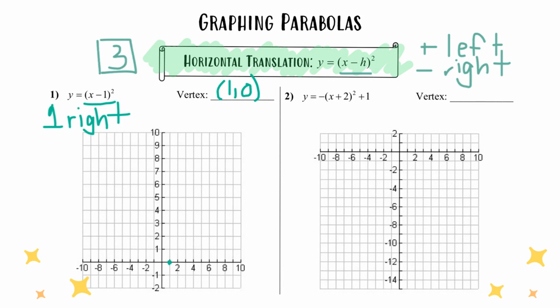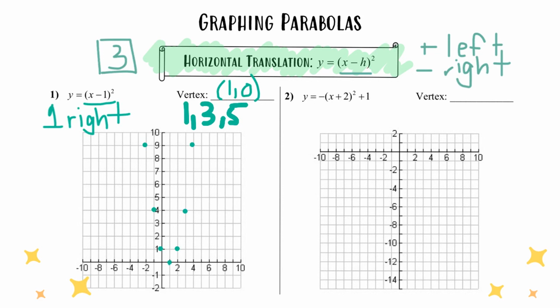So always begin from the vertex. And now there is no vertical translation. There's no reflection because there's no negative sign in front of the bracket. And so our step pattern is going to be 1, 3, and 5. And we're going to do this the good old fashioned way. So we start at the vertex. We go 1 to the right, up 1, and make a point. 1 to the right, up 3, make a point. And 1 to the right, up 5, make a point. And do the same thing on the other side.